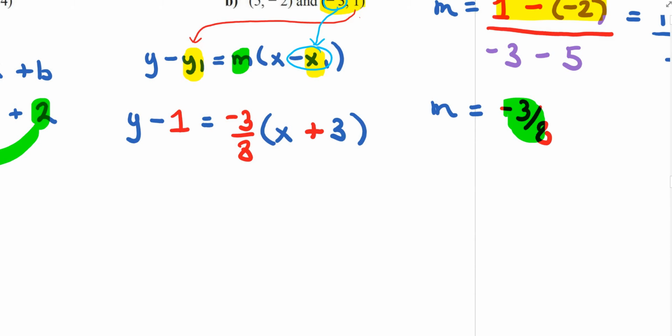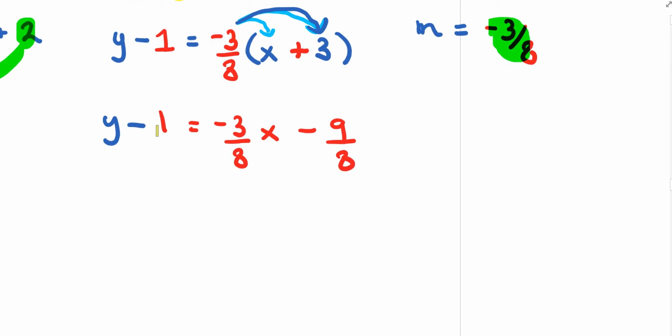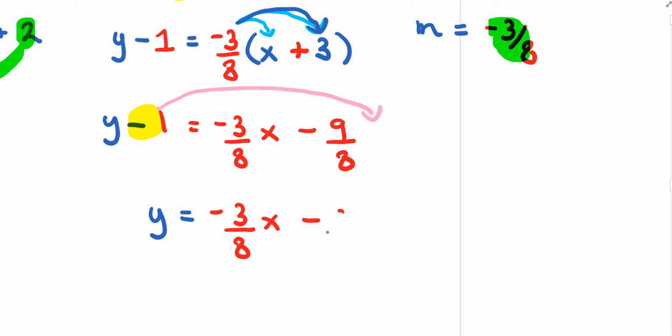Now I need to change this into slope-intercept form, right? So what we need to do now is distribute this -3/8 into the brackets. So now I get -3/8x, and then minus 9/8, right? So just remember here that -3 times +3 is going to give you -9. And then I have a y minus a 1 over here. Now I have this -1 here. I need to just bring that to the other side. So if I continue writing here, this will be y equals -3/8x minus 9/8, and then now it's essentially just +1, right?